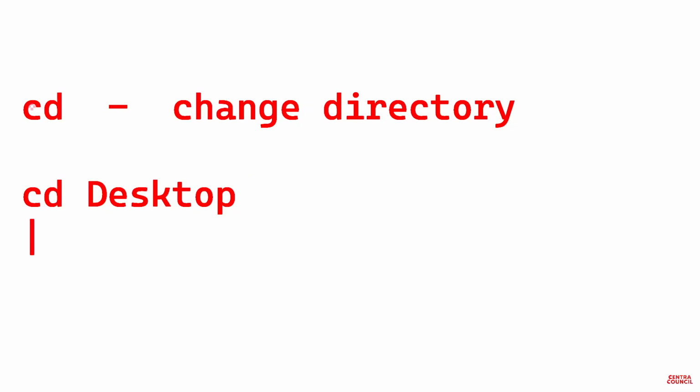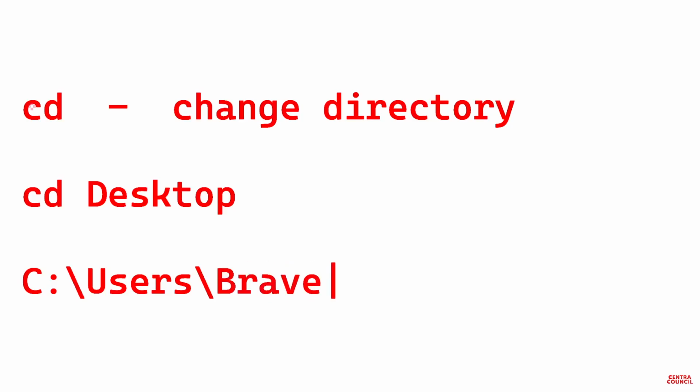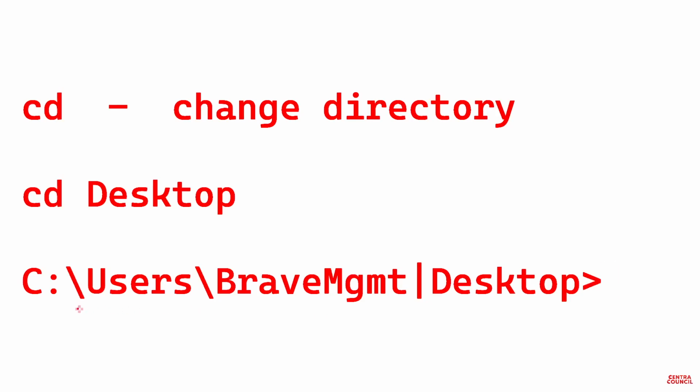So by the time you press enter now, it's going to be C, then users, then in my own case it's going to be my name, then Brave management, then lastly it's going to be desktop. This is how it's going to look at the end, because I'm saying I want to change my folder to desktop, right? And it's going to give you this output.